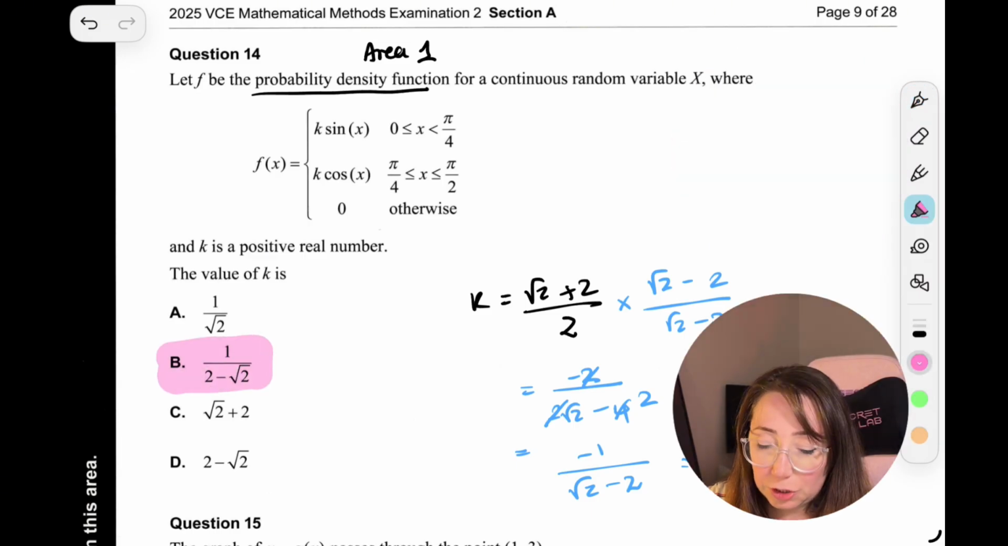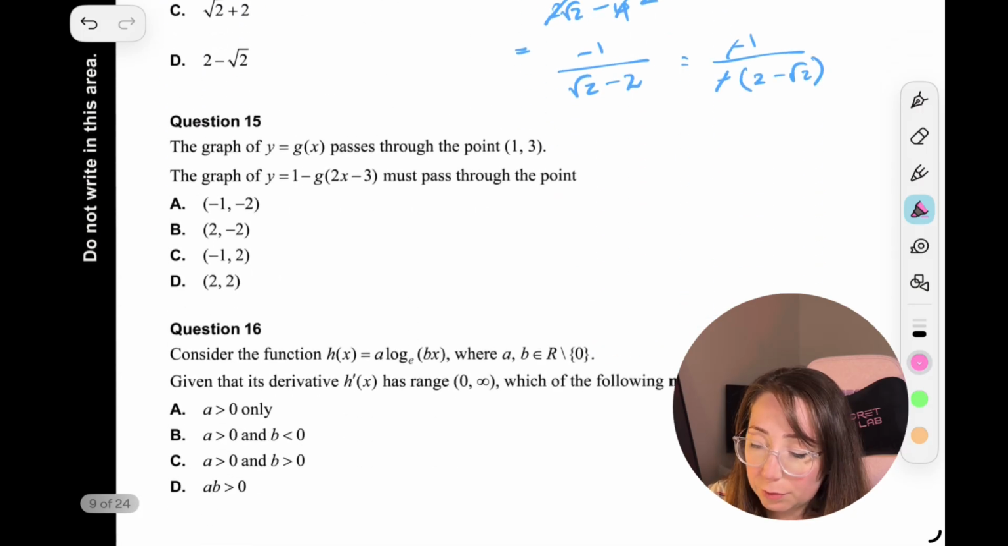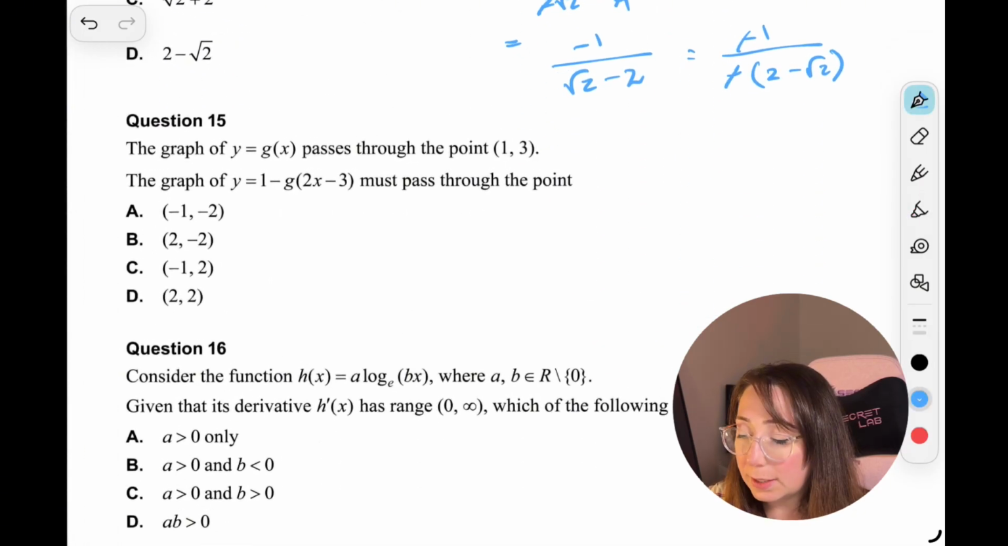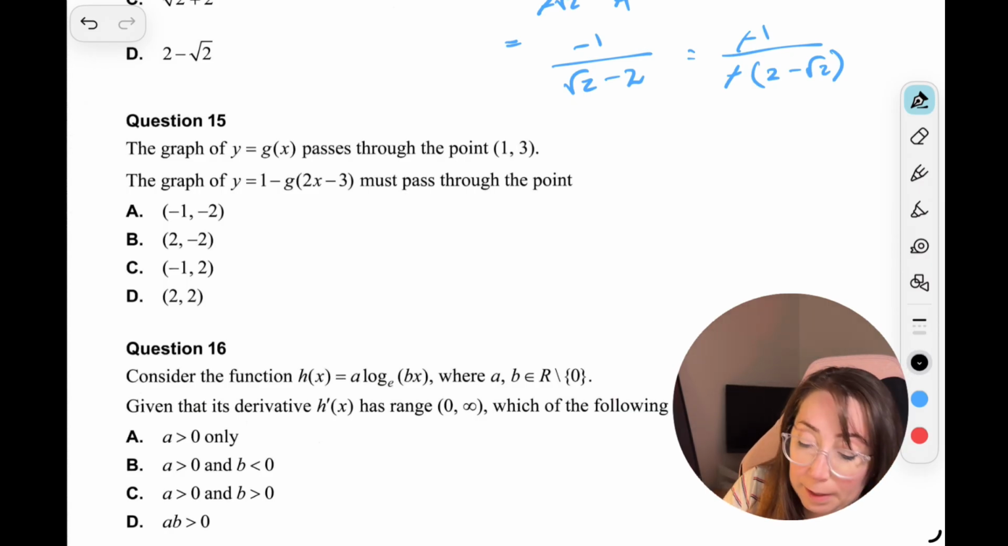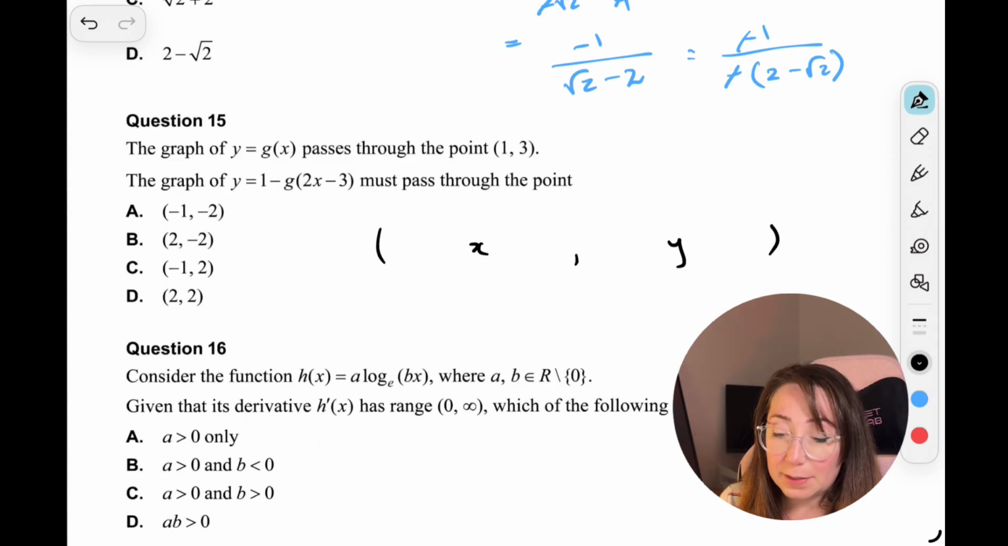Okay, next one, question 15. We've got the graph of that passes through the point 1, 3. What point is it going to now pass through? So we just really need to apply the different transformations that I can see here. So when I do transformations, I just kind of write out x and y with lots of space in between.